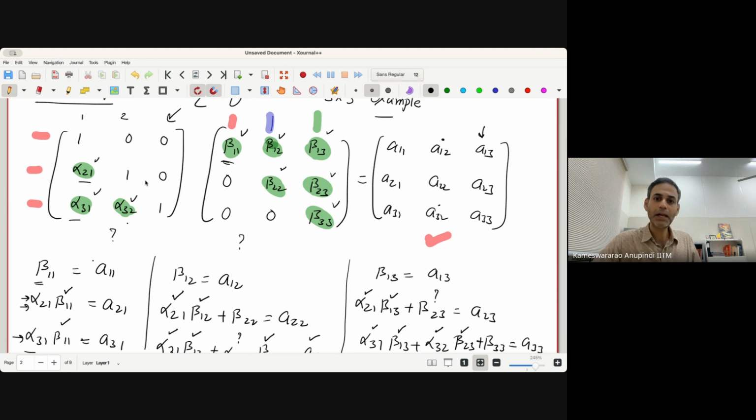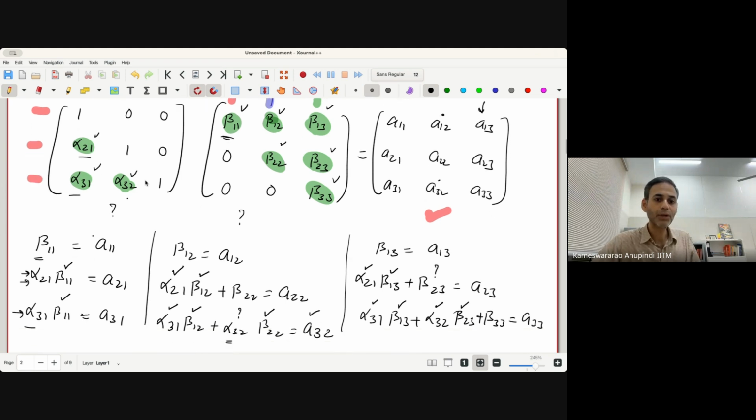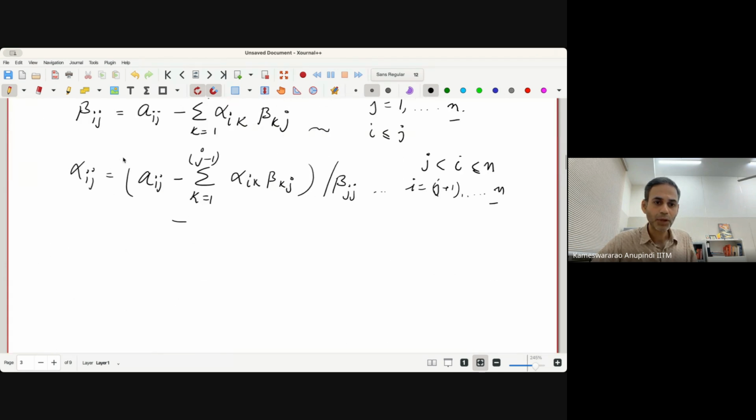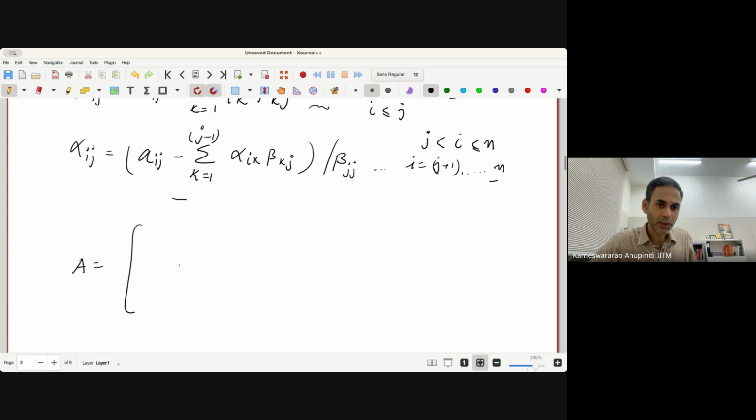We can even replace all alphas and betas with A values itself, because we are not going to reuse that value later. Okay, so as a result, we can replace them with A's itself. So that means the matrix A can itself be replaced. That means at the end of the process, your A matrix, once it is transformed into LU decomposition, is going to look like beta 11, beta 12, beta 13, alpha 21, beta 22, beta 23, alpha 31, alpha 32, and beta 33. Okay, that is how it's going to look.